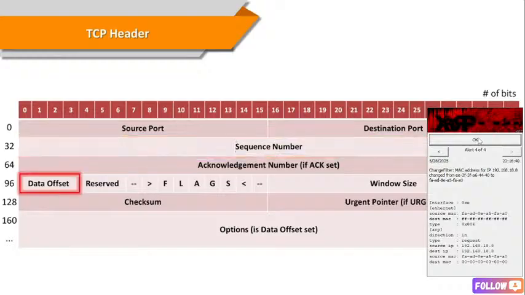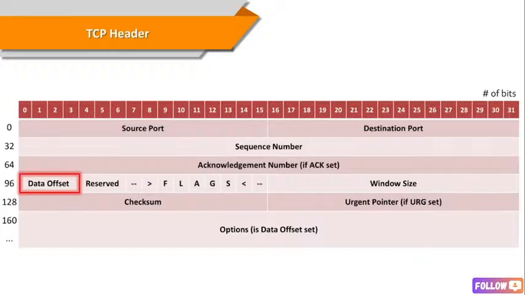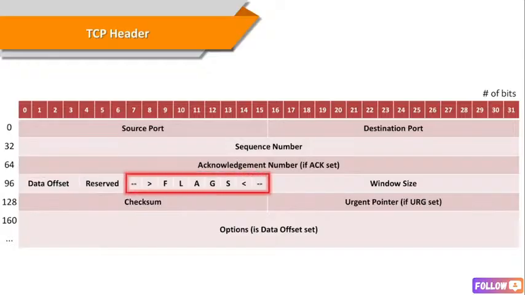Data offset specifies the size of the TCP header in 32-bit words. The minimum size header is 5 words, and the maximum is 15 words. There is also TCP control bit space, also known as flags, which are incredibly important for tracking the state of a given TCP connection. As you know, we talked about them a few minutes ago.